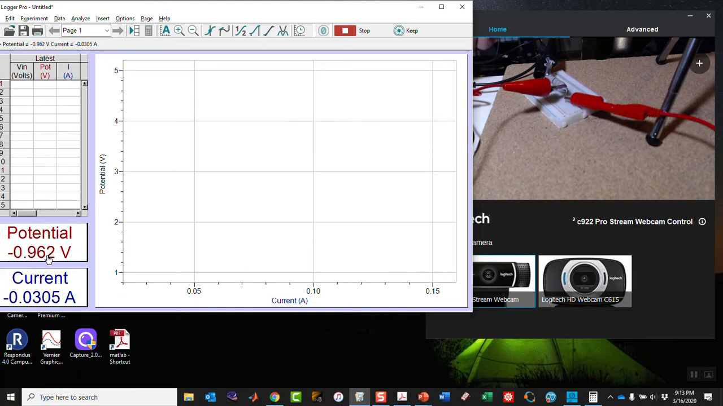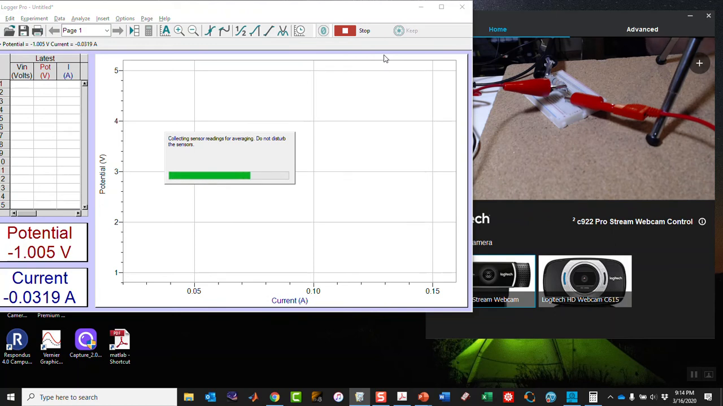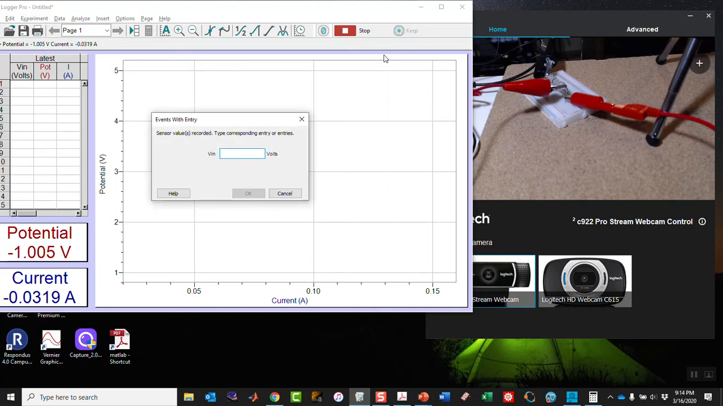And again, the error is in the power supply, not in the voltage sensor, or maybe it is in both. You never know with this business. But look at the voltage polarity and look at the current. The current was positive in the last run. It is now negative. The voltage was positive in the last run, and now it's negative. So I'll tap it to keep. And of course, it's going to take about 10 seconds of a reading. Okay, and that is 1 volt.